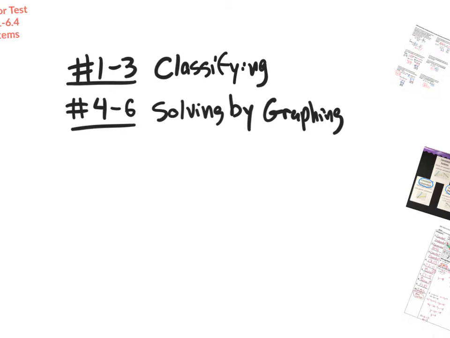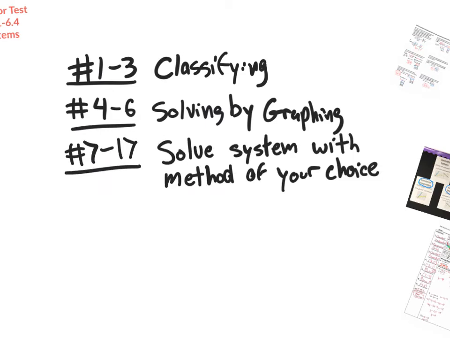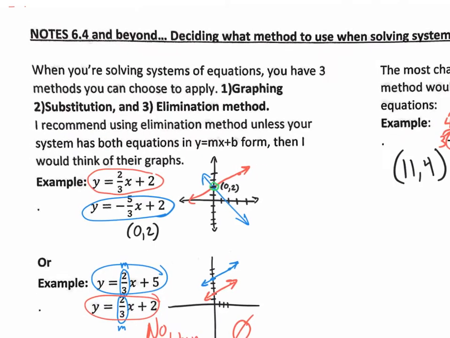Questions 7 through 17. That's going to be where I tell you to solve the system with whichever method you want. So the big chunk of the test, I give you a bunch of systems. You need to decide whether substitution's the best, whether thinking of the graphs is the best, or elimination's the best, right? So if you're still not too sure about that, go back and watch the previous video, which is right here. The note 6.4 and beyond.